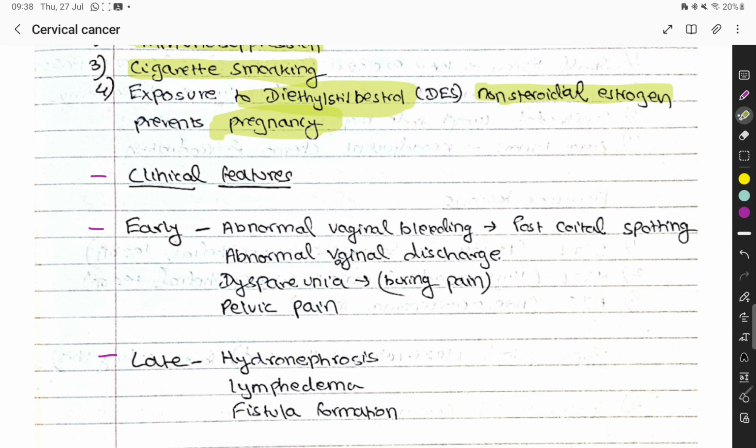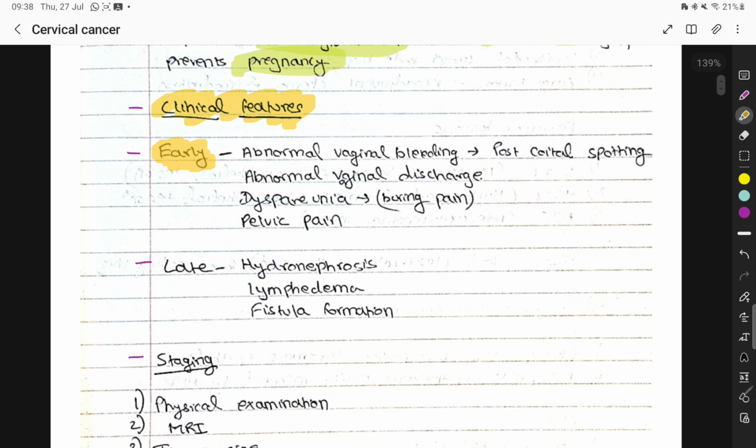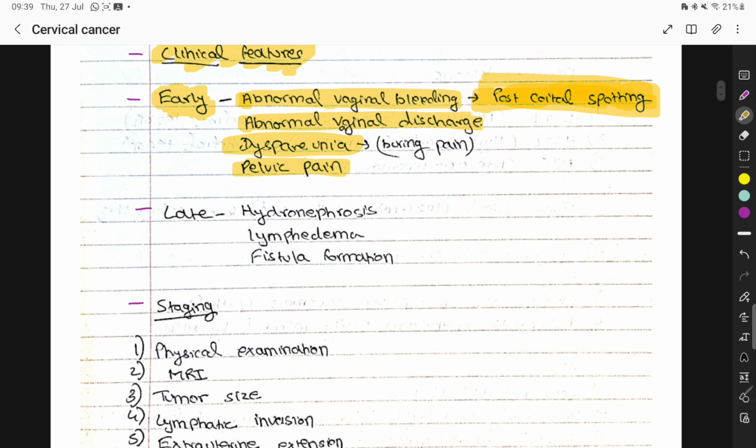Okay, clinical features of cervical cancer. If the cervical cancer is early, there will be abnormal vaginal bleeding, abnormal vaginal discharge, dyspareunia, and pelvic pain. Abnormal vaginal bleeding will be postcoital spotting, which is like after sex, there will be spotting seen. Abnormal vaginal discharge, burning pain is called dyspareunia.